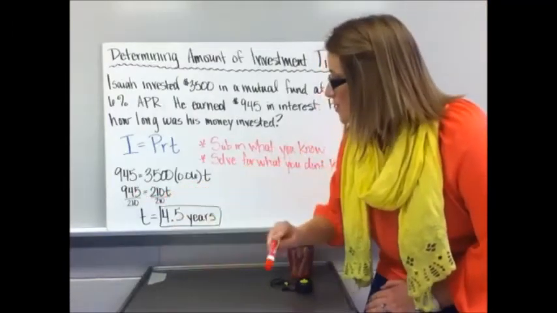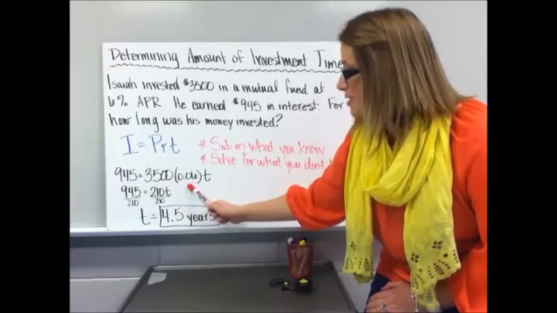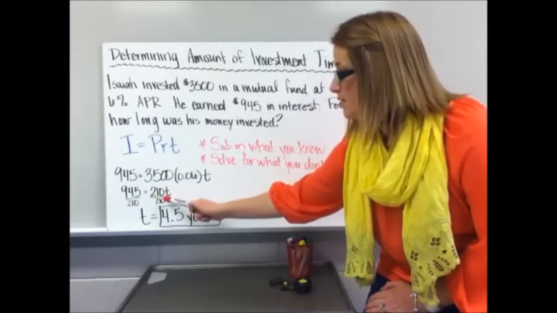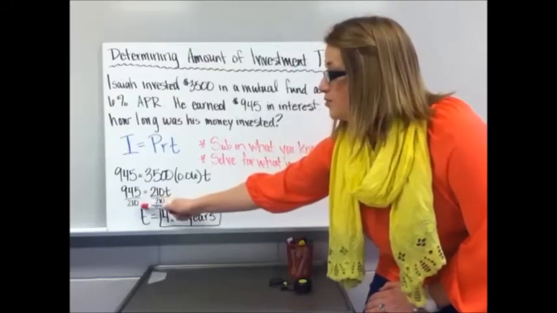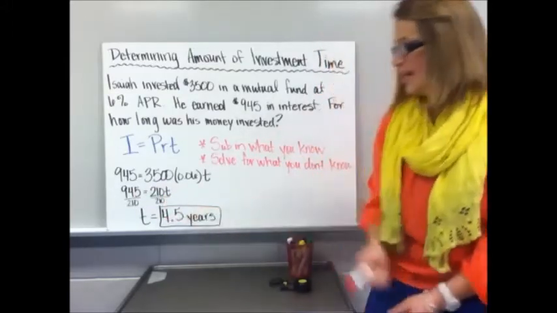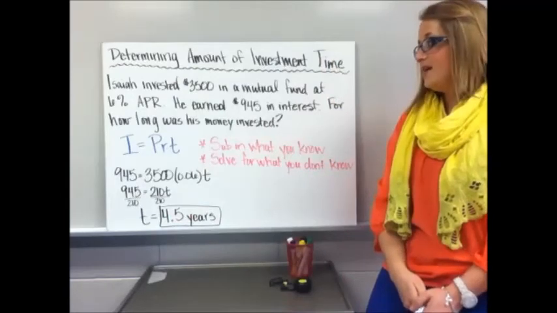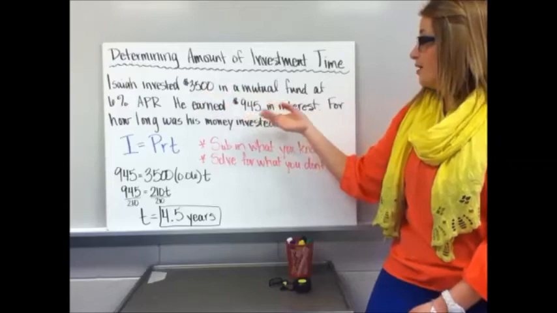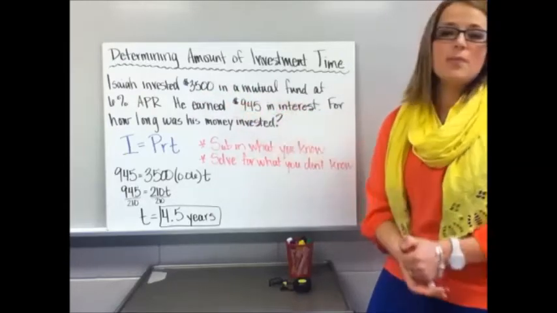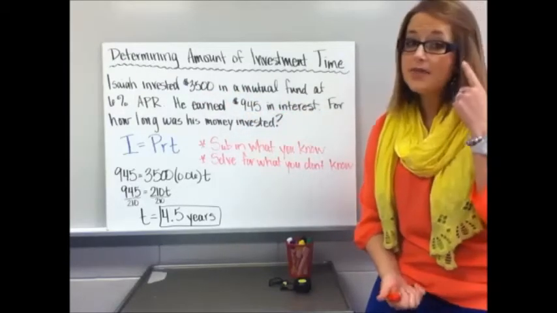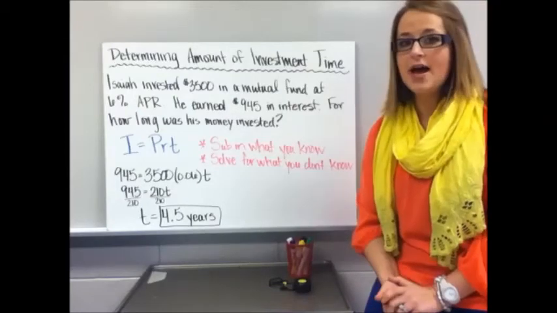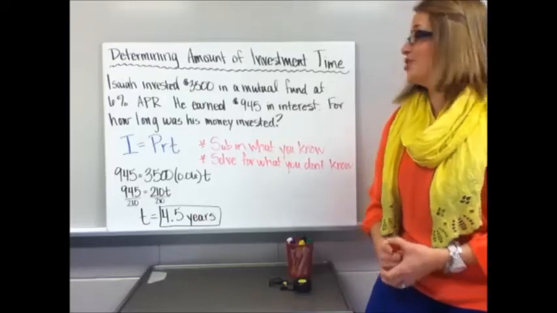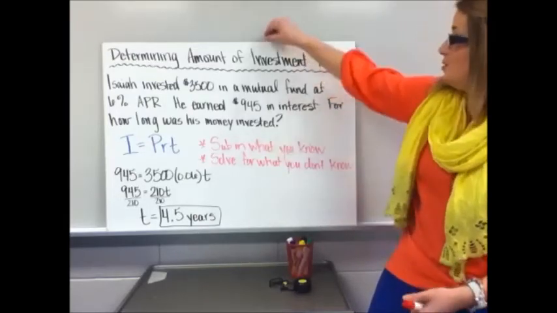945 stays on the left. 3,500 times 0.06 is 210. Then I'm going to undo what's happening to the variable by dividing both sides by 210. And I get t equals 4.5 years. So you can see $3,500 for 4.5 years, you earned almost $1,000 more. So just think about the example I used in the introduction of if you had $500,000. When we are in class, we're going to explore how the rich get richer because they have the money to invest.